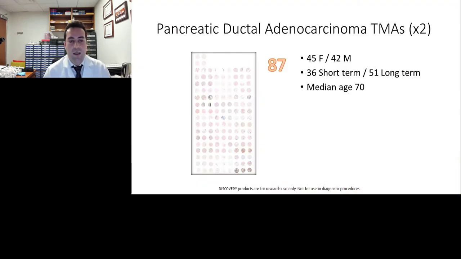Another material we run the procedure is the pancreatic ductal adenocarcinoma tissue microarrays, which are 2 separate TMA blocks carrying a total of 87 cases, 45 of which are female patients and the rest of 42 are male patients. Also, 36 of them are short-term survivors and the rest are long-term survivors. And the median age is 70.